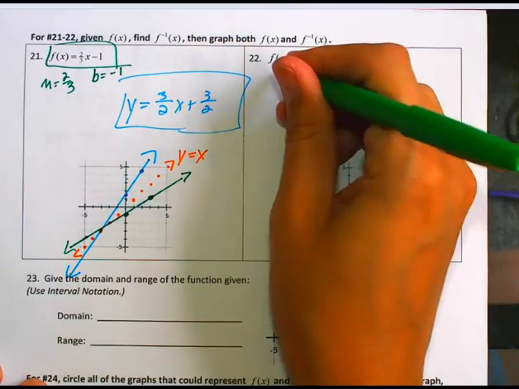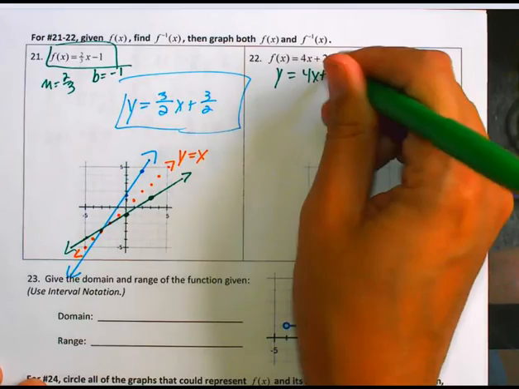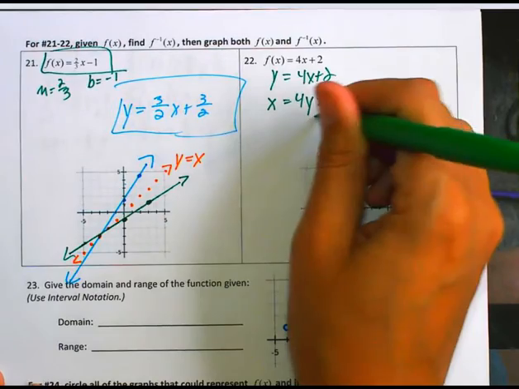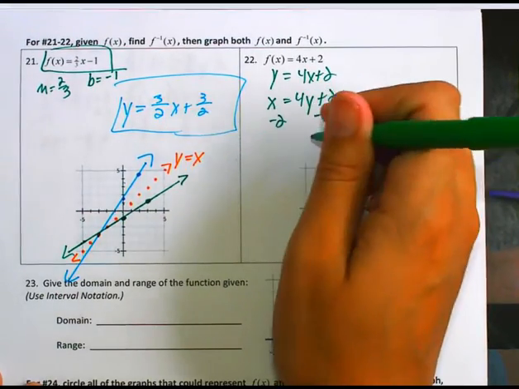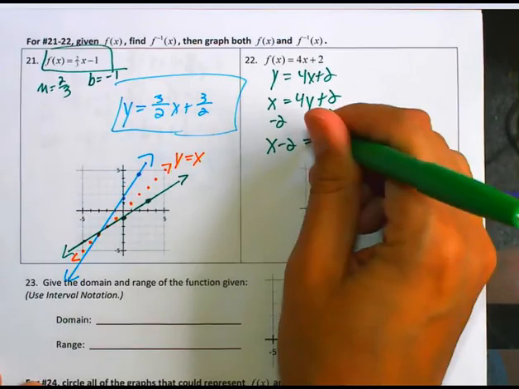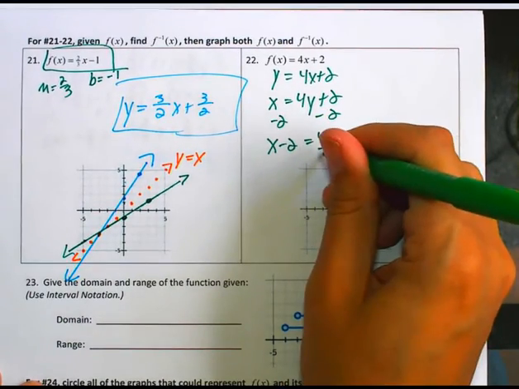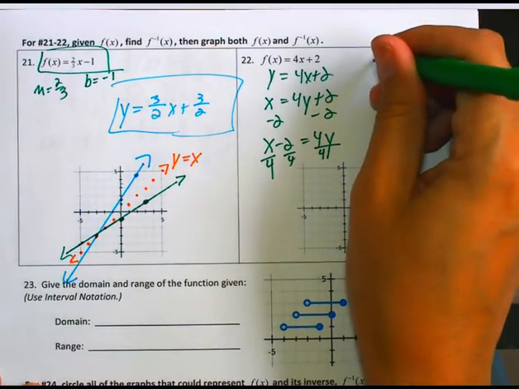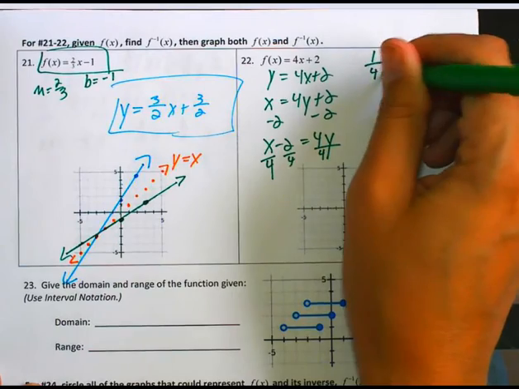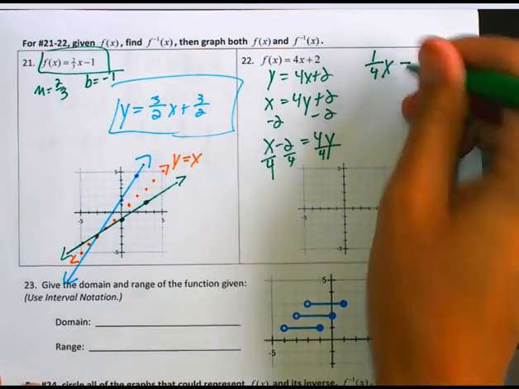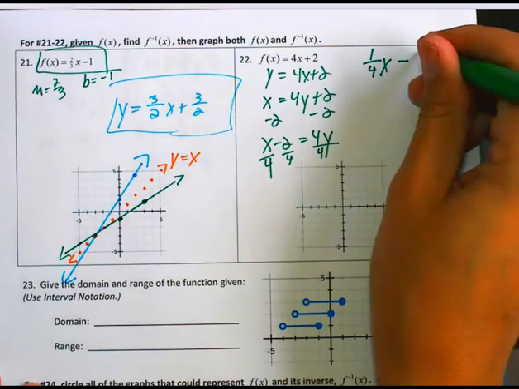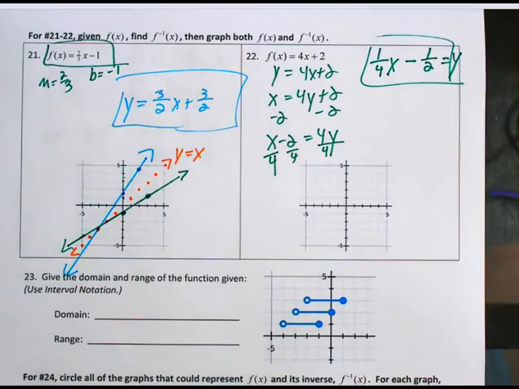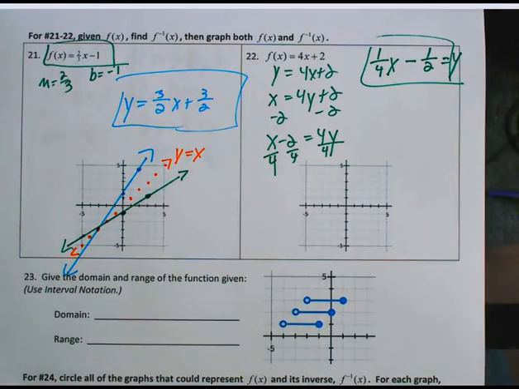Same procedure. I'm going to rewrite and then switch out my x and y, and then solve for y. I'm going a little faster because we've done quite a few of these. I'm going to divide by 4 on both sides. So I'm going to rewrite up here 1/4 x minus 2/4, which reduces to 1/2, equals y. So there's our inverse function, and then we have our original.